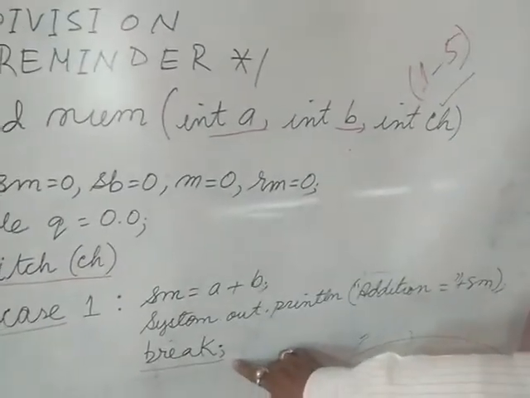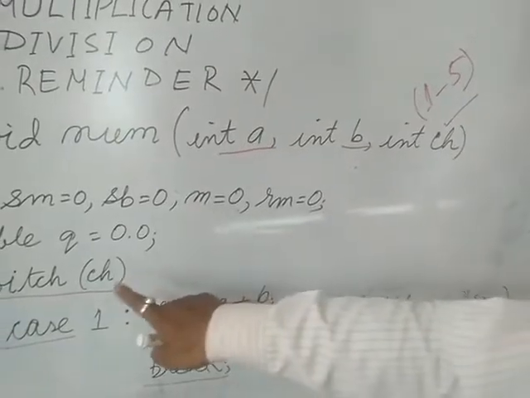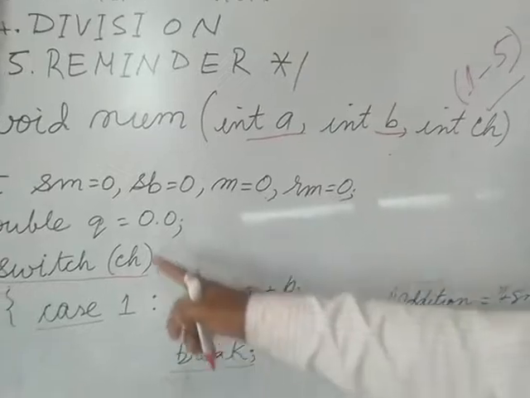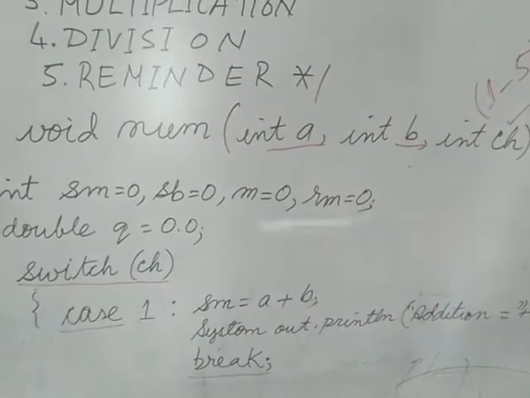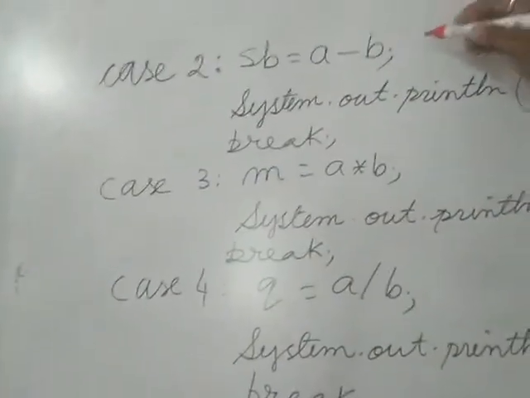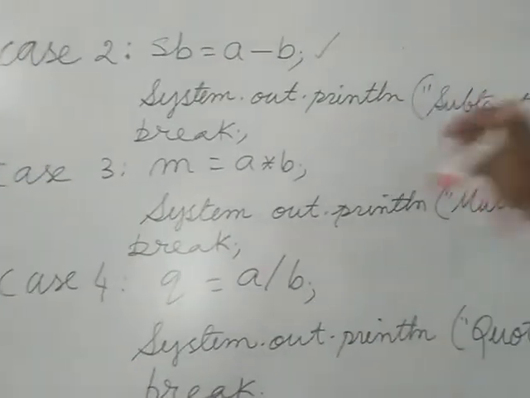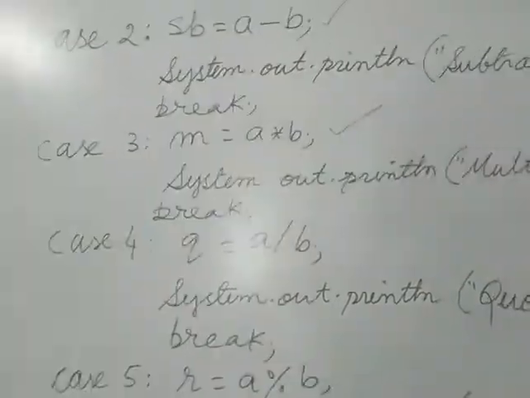Now whenever we do a program by using switch, these are compulsory. Whenever I write a program by using switch, I should write switch, case and break. So this is case 1. Now we'll go to case 2. Now in case 2, we are performing the job of subtraction. We are printing break. Then case 3, we are performing.